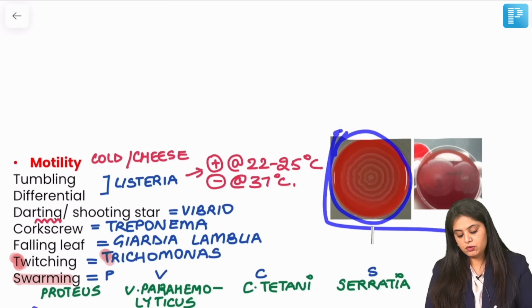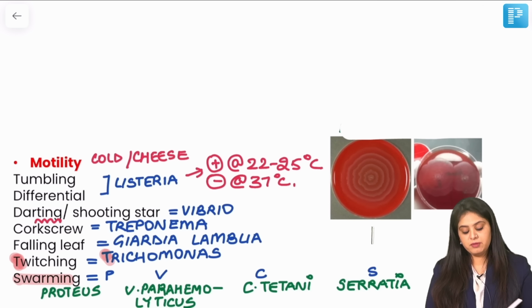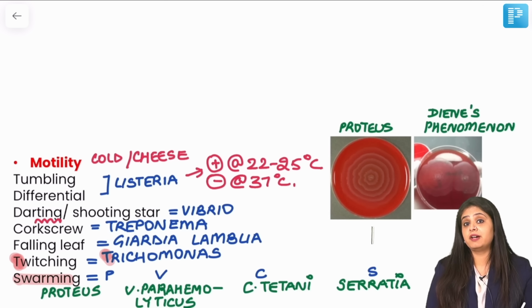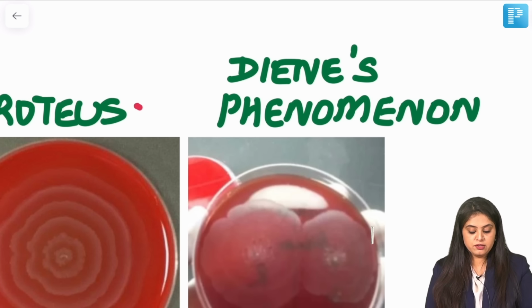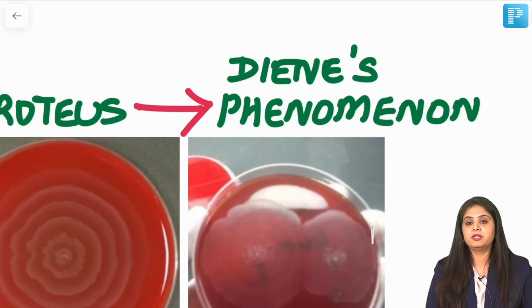But what do you think as a whole? Which out of these four is the image given over here? This is an image of Proteus. Why am I so confident? Why is it not the others that I see? Because along with that, I see another picture of Dienes phenomena, and it is only Proteus that shows you Dienes phenomena. What is this phenomena?